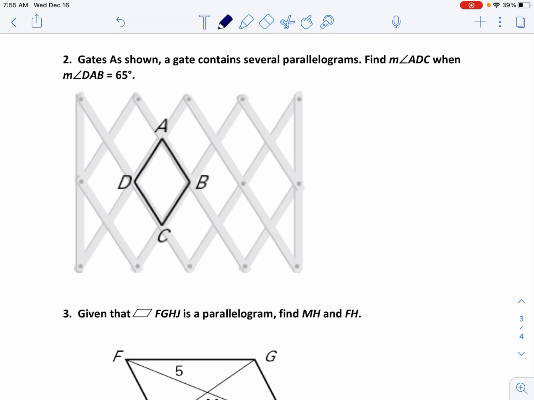All right, there's a gate down there below. A gate contains several parallelograms. So basically that ABCD is a parallelogram. Find angle ADC when angle DAB is 65.